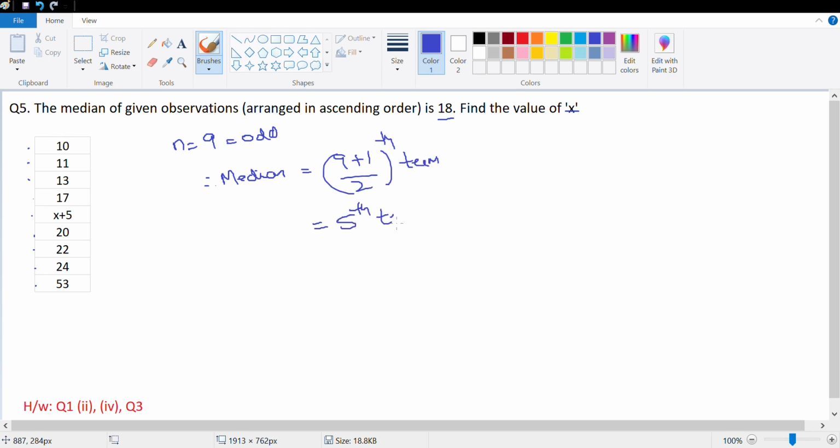Let's figure out which is the 5th term. 1, 2, 3, 4, 5. So x plus 5 is the median, which is given equal to 18, which means x is equal to 18 minus 5. x is equal to 13. So that's our final answer. x is equal to 13.